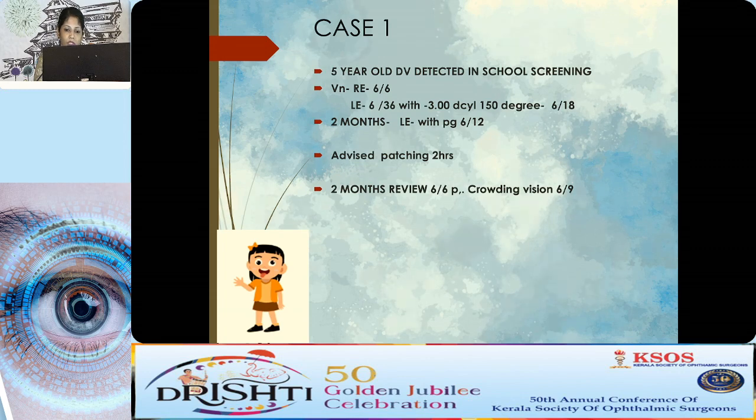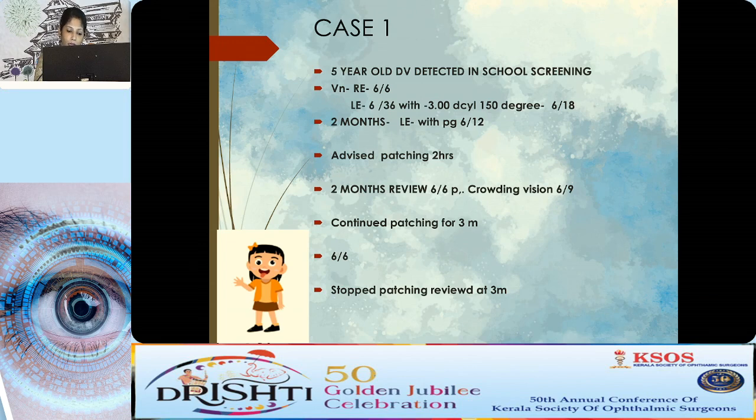And now her crowding vision is 6/9. She was advised to continue, and she comes back after 3 months with 6/6 vision, and then she was again reviewed to rule out recurrence, and it confirmed 6/6 vision, and then she was reviewed every 6 monthly.